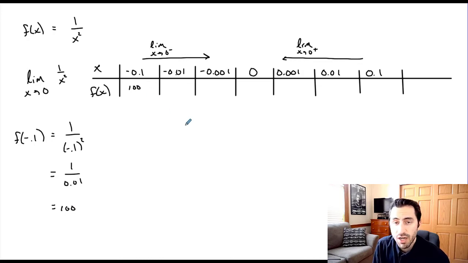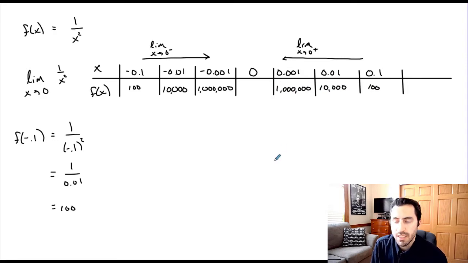Following the same sort of process for my other values, if I plug in negative 1/100th squared, I'm going to end up with 10,000. And for the last one, if I plug that in, I actually end up with 1,000,000. All right, on the other side, I'm plugging in the same values. I just don't have the negatives this time, but our results are the same. So 10,000, and then here we get 1,000,000.